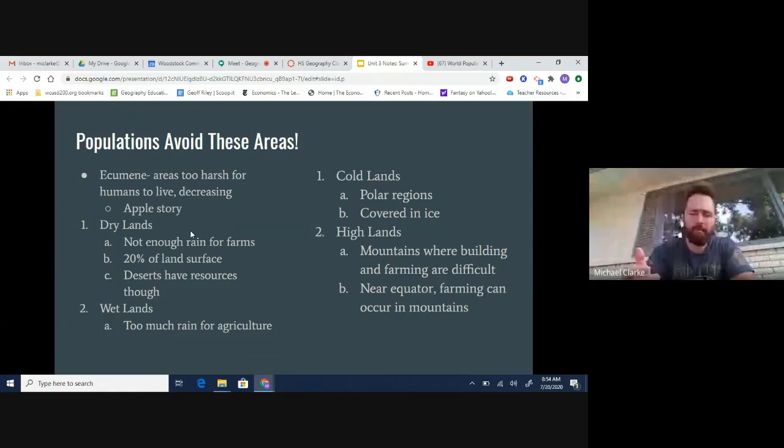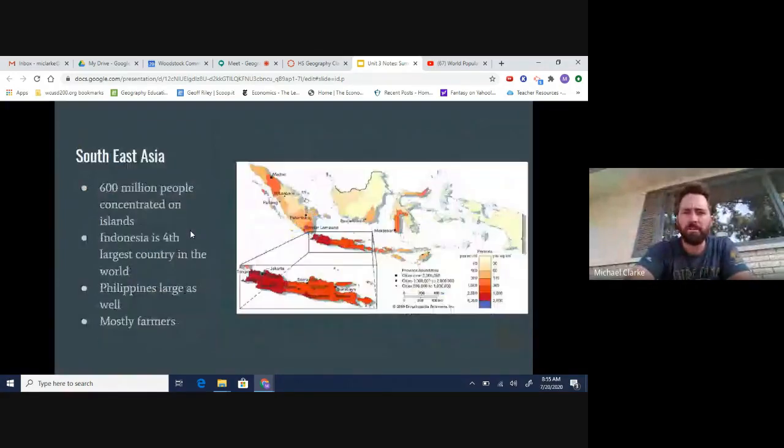So I hope that helped. So in conclusion, you should know what crude birth rate is, what crude death rate is, natural increase rate, and how to find doubling time, where people prefer to live, and your 4 major population clusters.